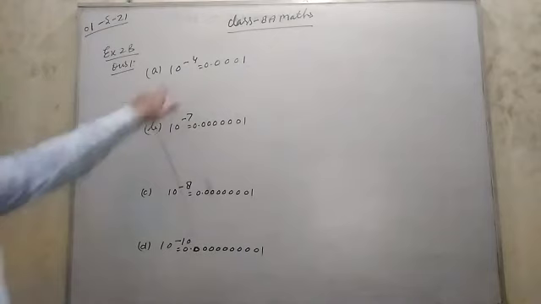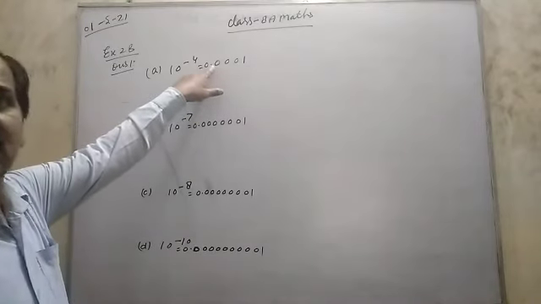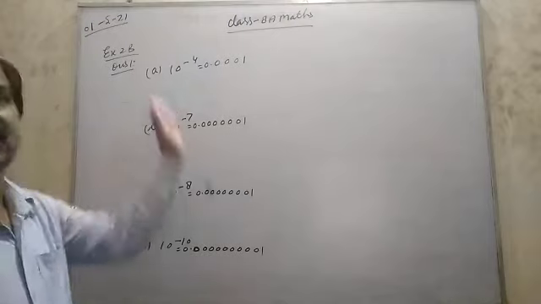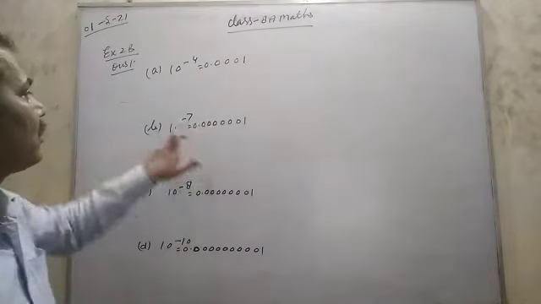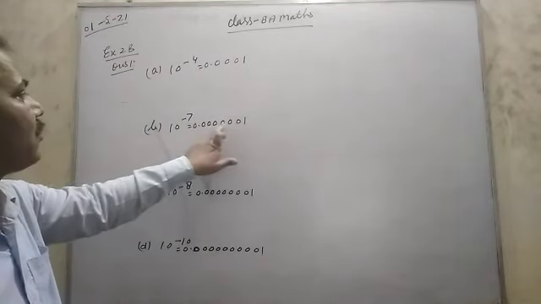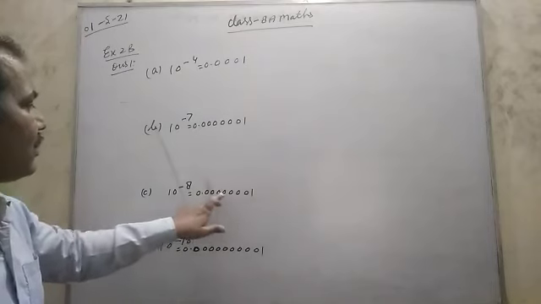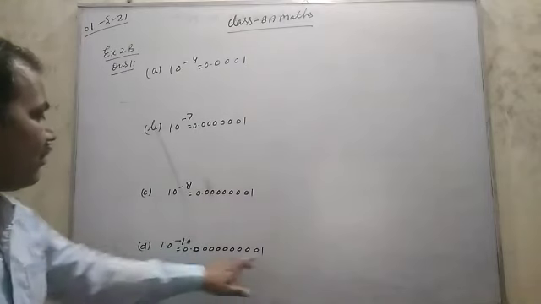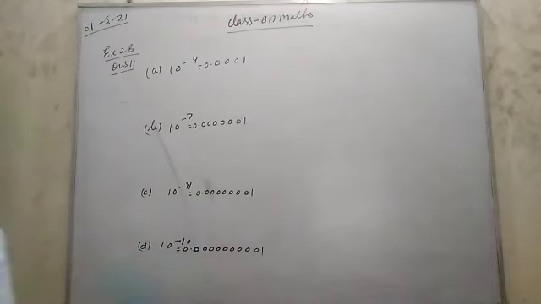Understood? So power minus 4 means this decimal point will shift 4 digits left. So 1, 2, 3, 4. For 7, 1 to 7. For 8, 1 to 8. For 10, 1 to 10.